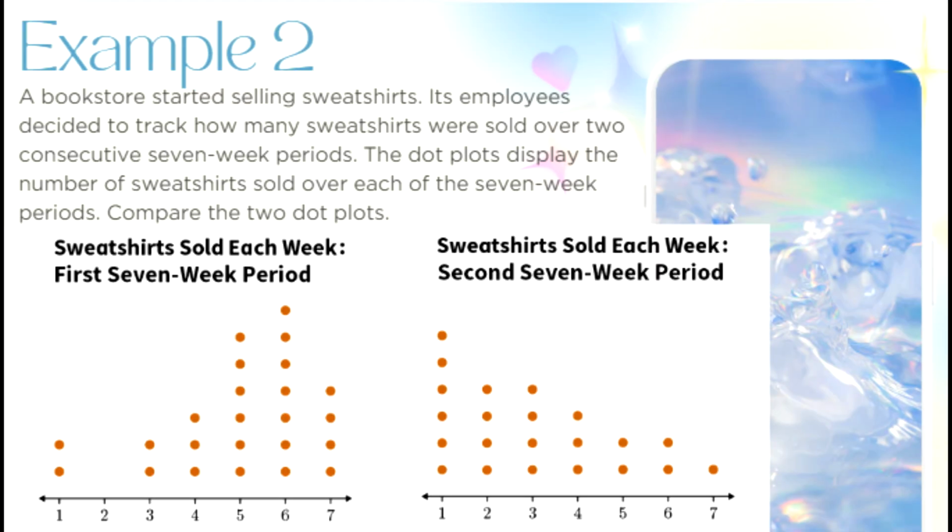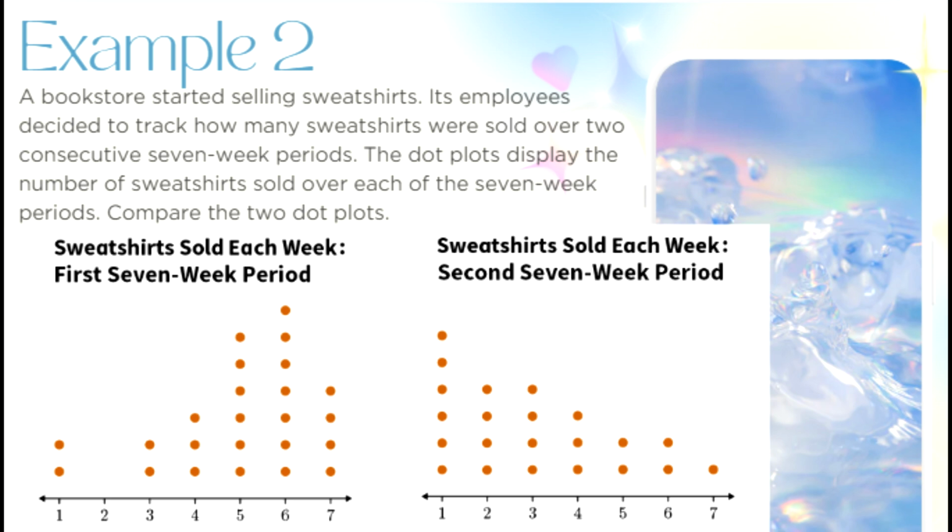Here is example number 2. A bookstore started selling sweatshirts. Its employees decided to track how many sweatshirts were sold over 2 consecutive 7-week periods. The dot plots display the number of sweatshirts sold over each of the 7-week periods. Compare the 2 dot plots.